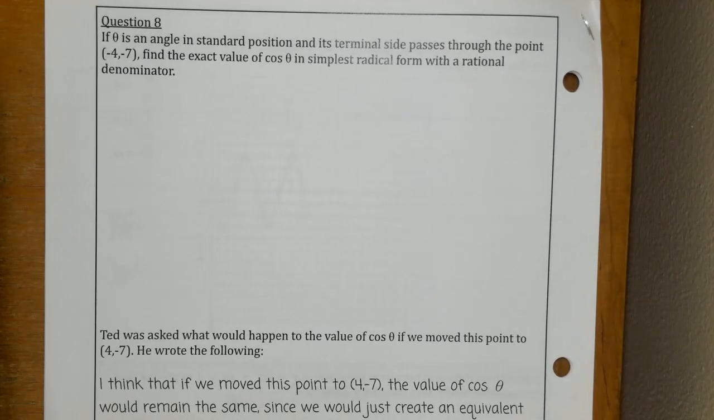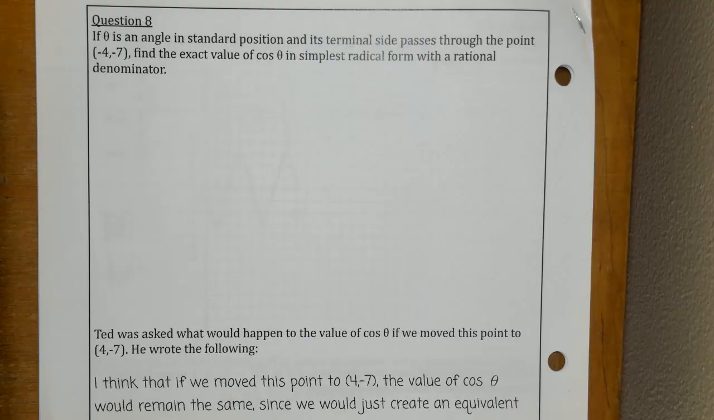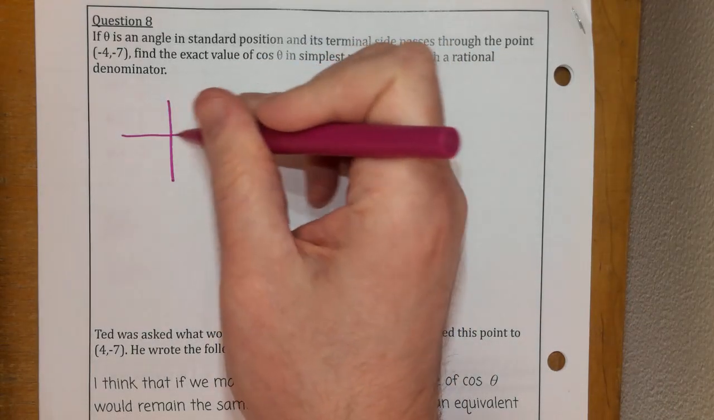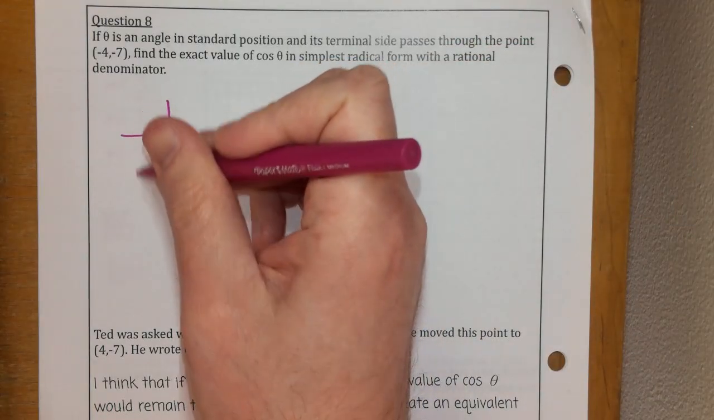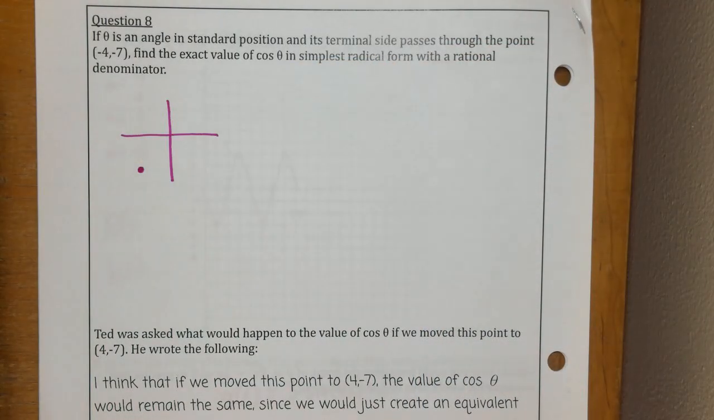Question 8. If theta is an angle in standard position and its terminal side passes through the point (-4, -7), find the exact value of cosine theta in simplest radical form with a rational denominator. So I'm going to draw a coordinate plane, and they told me (-4, -7), which is right there.